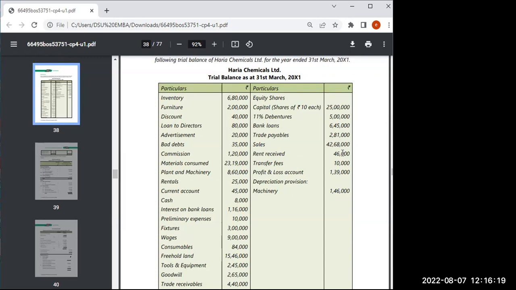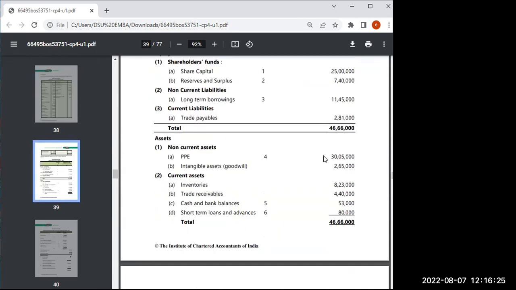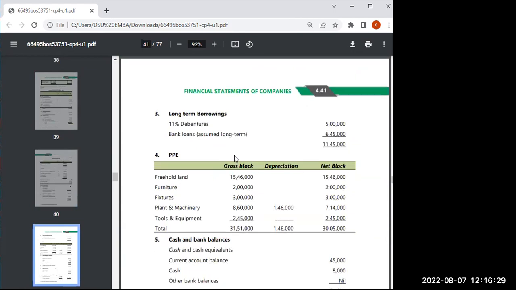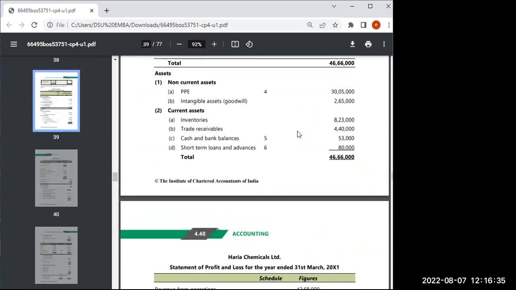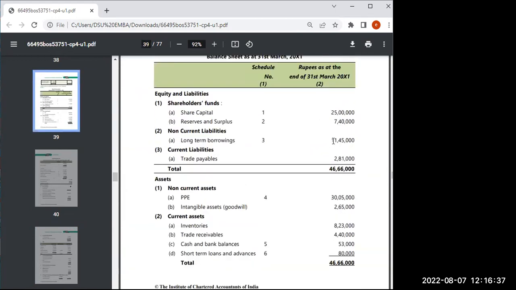So these two are put together. We call it long-term borrowings. So long-term borrowings is going to be 11,45,000. How is it 11,45,000? Bank loan plus debentures, 11,45,000. Okay.